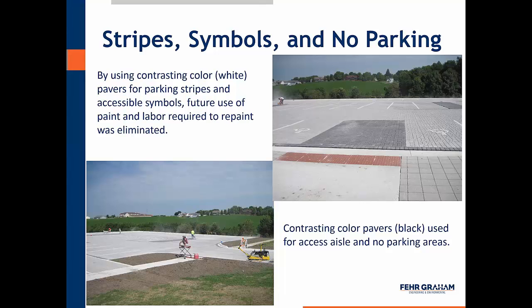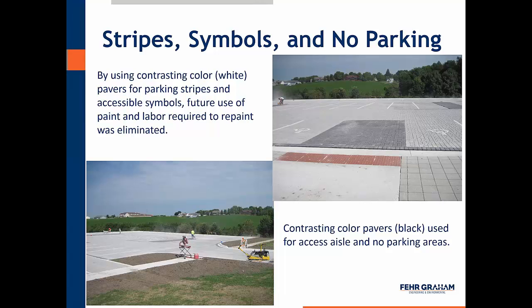And we used white colored pavers, bright white, for the parking stripes, and we're able to cut those in so they match in perfect. And that's a permanent marking for the parking spaces. Also in the upper right, you can see the handicap symbols were also cut in with pavers. We made that a requirement of the project, and the contractor did a super job of using some artistic talent to get those to where they really look good, and they're there forever.